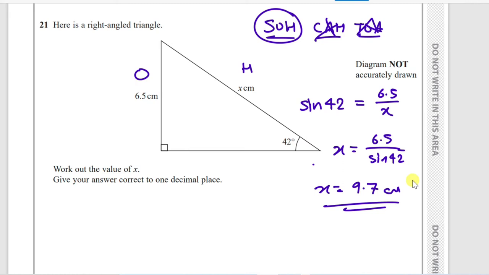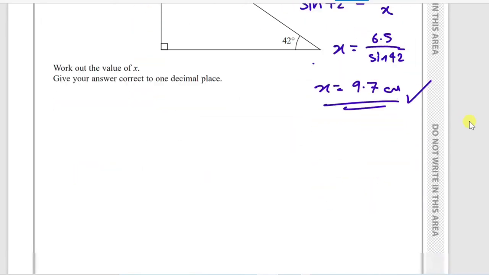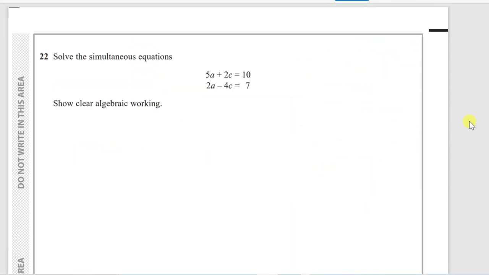Let me know if you guys got that. If you got it, then you've basically smashed this question. It's quite easy. Once you practice it a few times, you realize SOH CAH TOA and Pythagoras is easy. And they give you a lot of space for that.